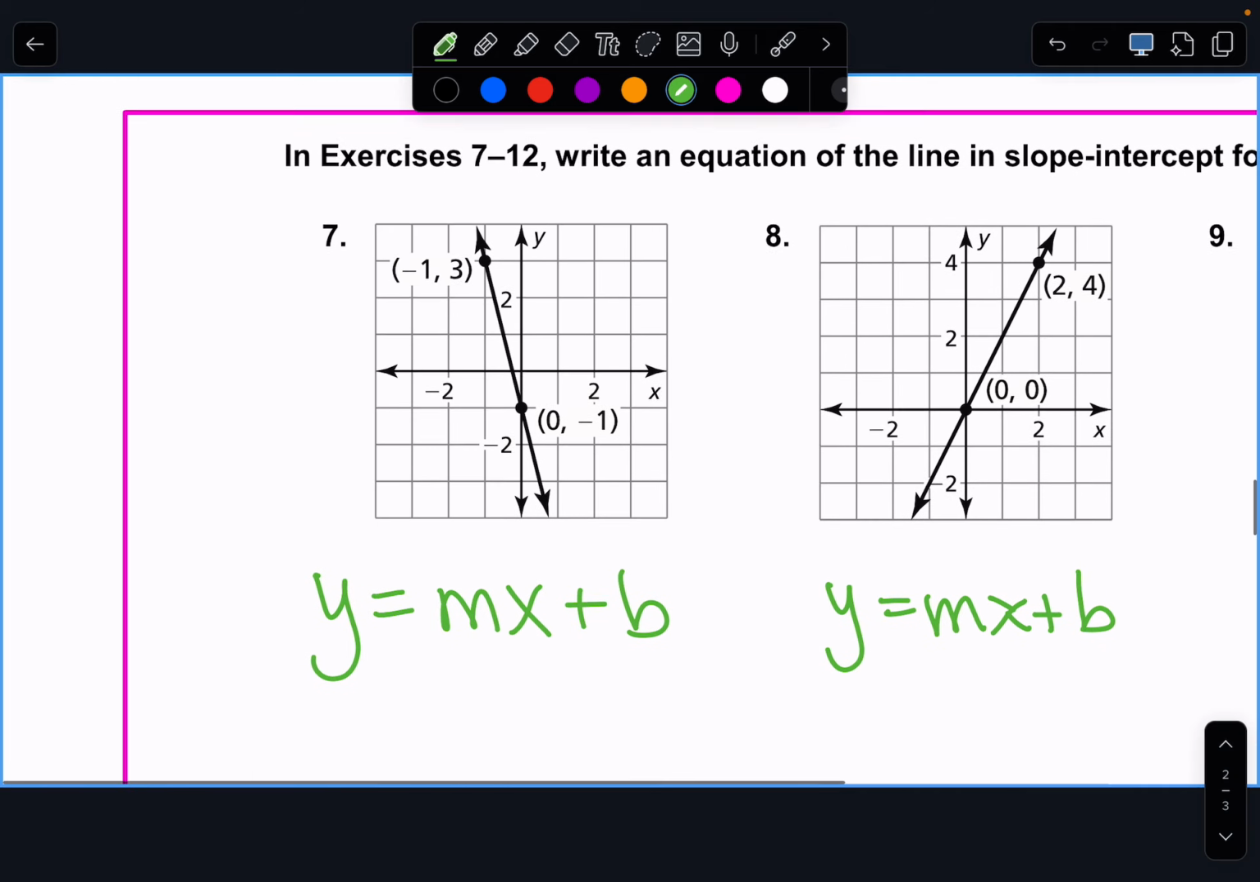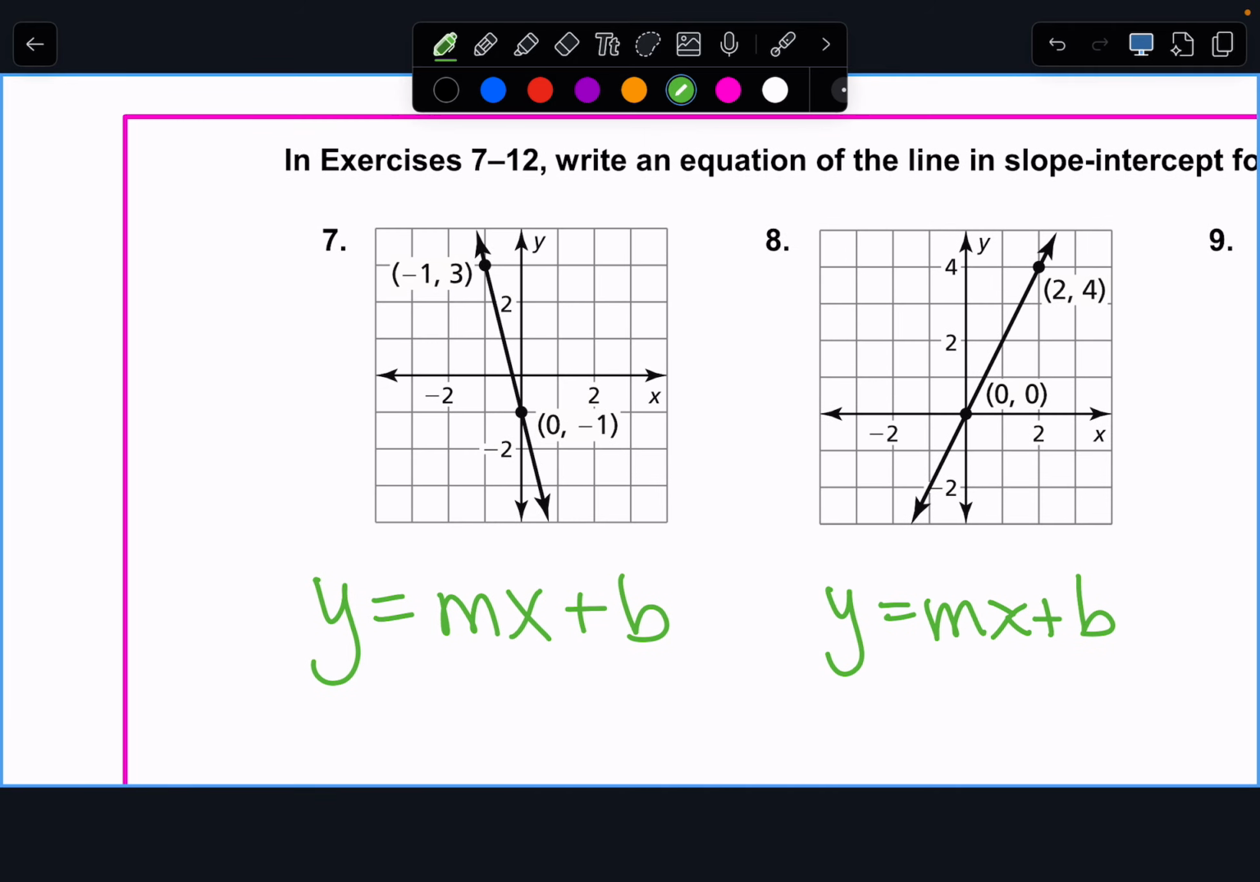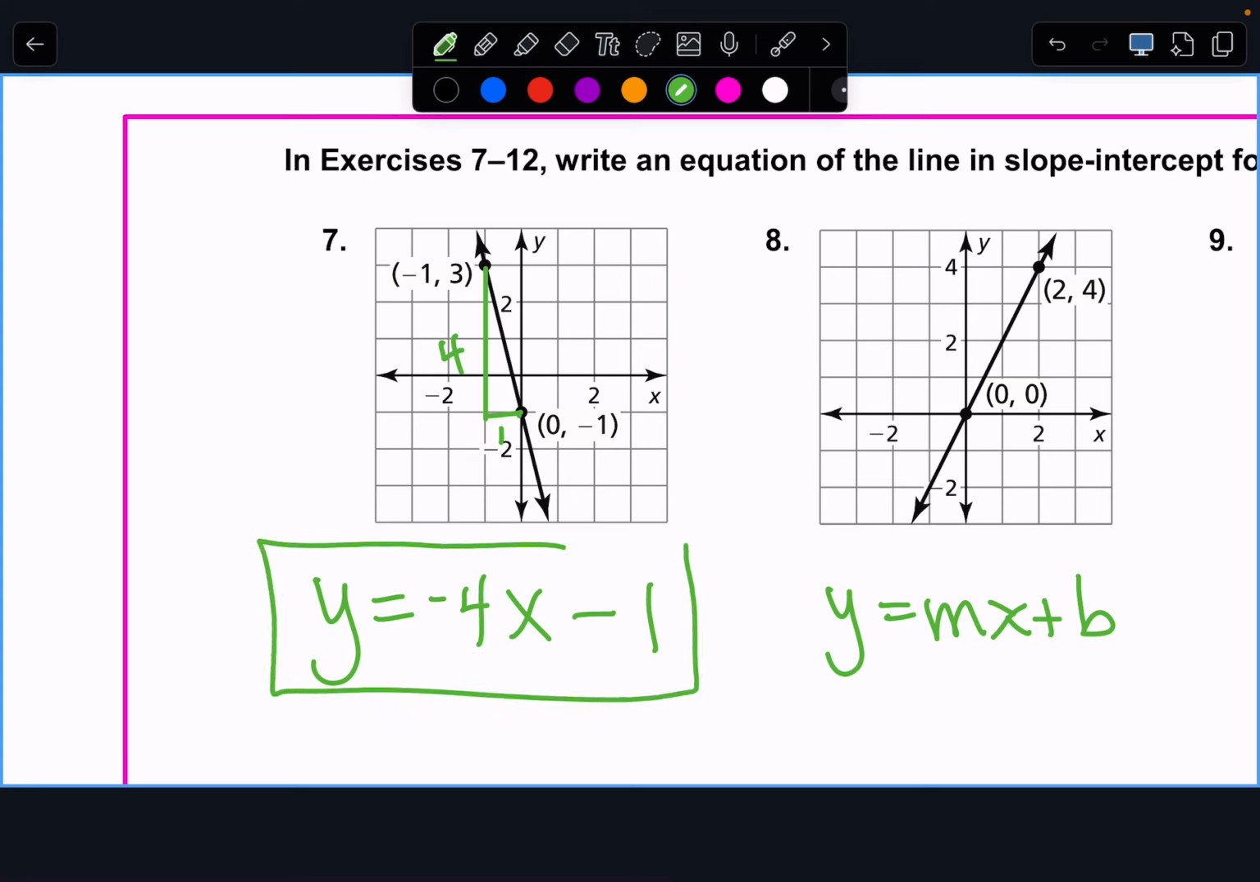All right. What is our y-intercept in number 7? Right here, our y-intercept is -1. And then our slope, our rise would be down how many? And over. So what's our slope? -4/1. If you write -4/1, that's cool, but it really can just be -4x minus 1. If you have that, great job.